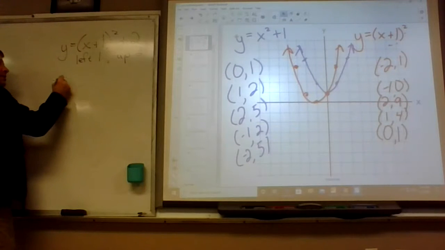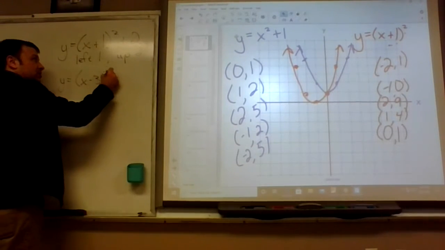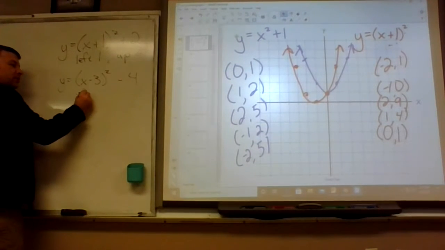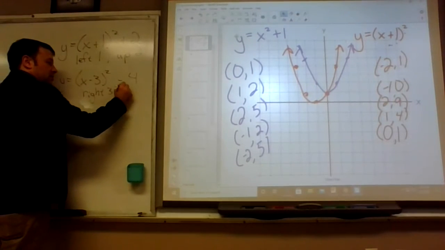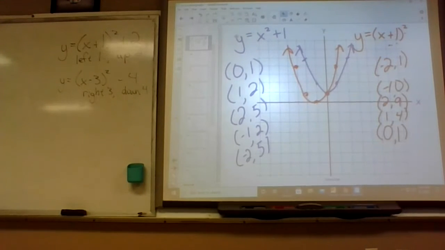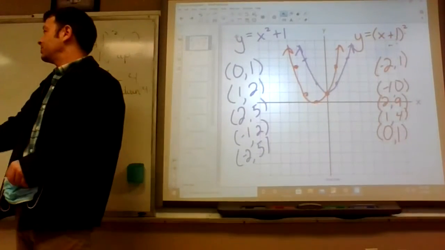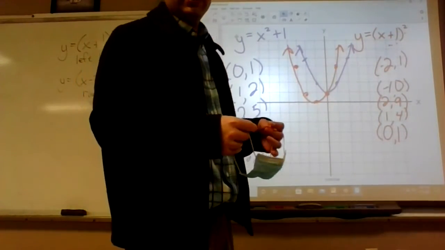Alright, and then I'll do the opposite. What if it said x minus 3 squared minus 4? Right 3, down 4. If you got that, then you should have them all. Pretty much. That's why when I give an assignment that's 1 through 32, or 34, that's a sign these will go pretty quickly.